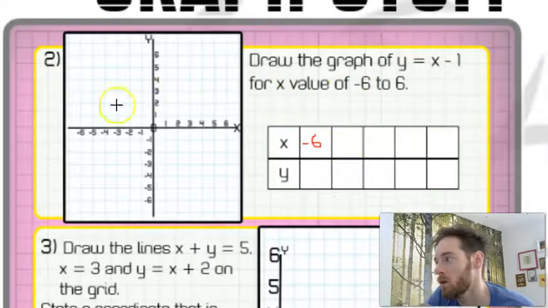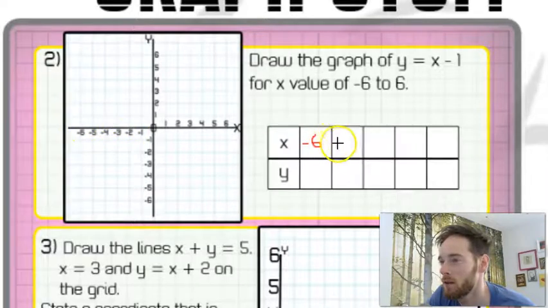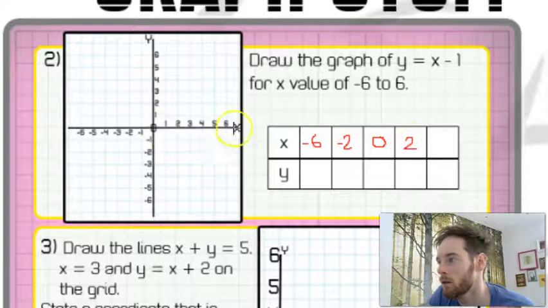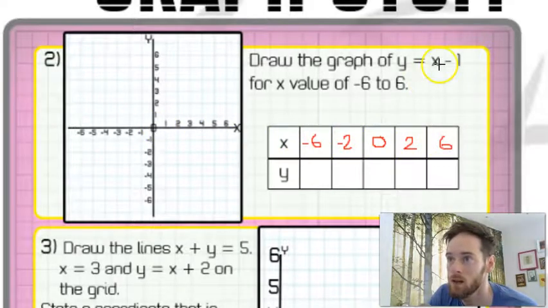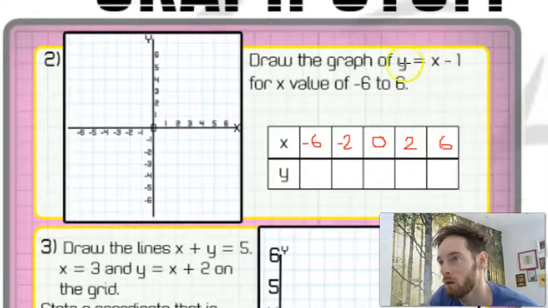Okay, and then I'm not going to go up evenly. I'm going to go up to -2 there, just so I've got another negative value. It's always worthwhile putting 0 in. Okay, then I'm going to put 2 in, give it a bit of symmetry, and then I'm going to go up to 6. All right, now I'm just going to substitute those values into the equation wherever the x is, find out what the y value is.